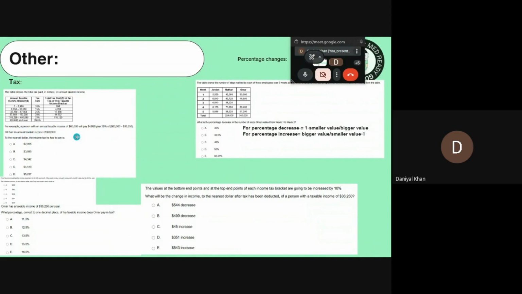So for example, a person with annual taxable income of 60,000 will pay 4,990 plus 25% of the difference. Bill has an annual taxable income of $28,950. To the nearest dollar, the income tax he has to pay is. So the main thing to remember with taxation is, firstly, find which bracket it falls into, and it falls into this second bracket here, 8,950 to 36,250. But that's the mistake most people would make, is that they would do 28,950 and times it by the tax rate, which is 0.15. You don't do that.